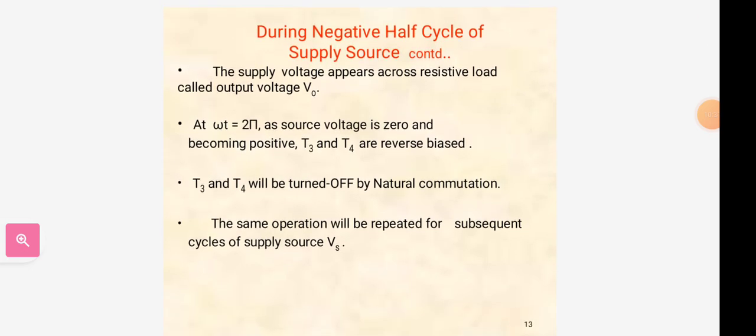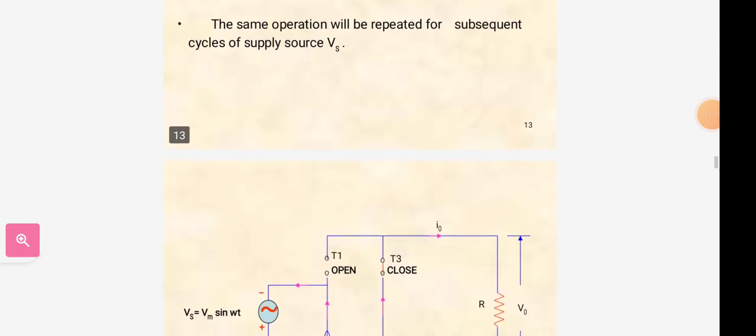The supply voltage appears across the resistive load, called output voltage. At omega t equal to 2 pi, as source voltage is 0 and becoming positive, T3 and T4 are reverse biased. T3 and T4 will be turned off by natural commutation. The same operation will be repeated for subsequent cycles of the supply voltage Vs.